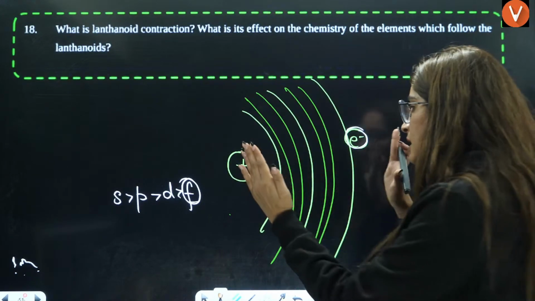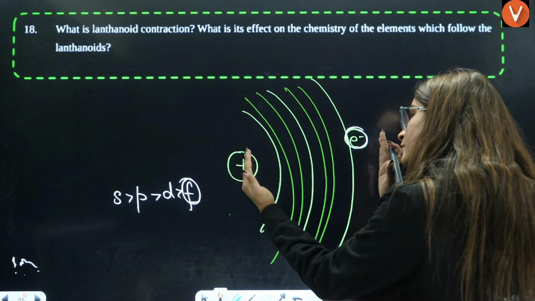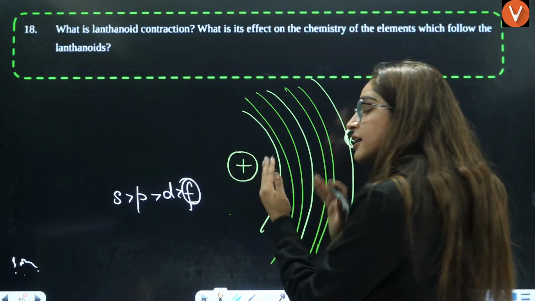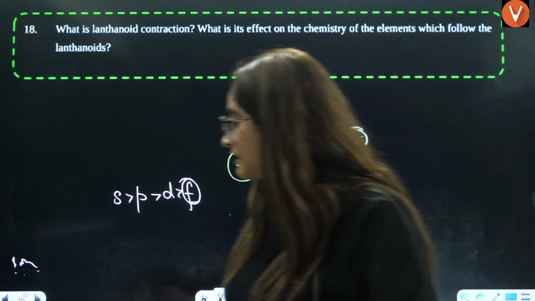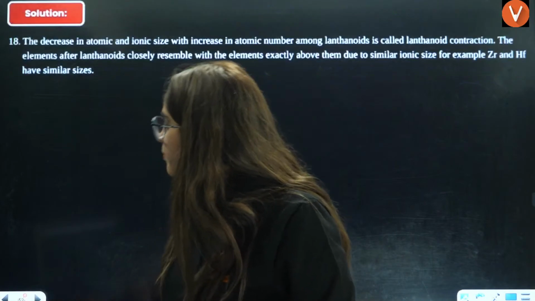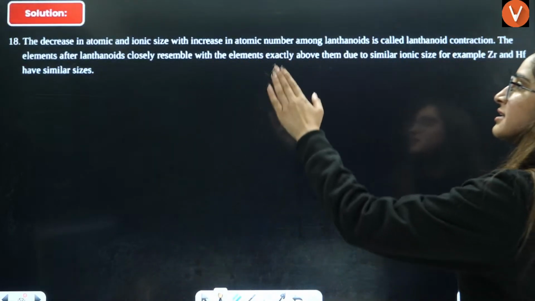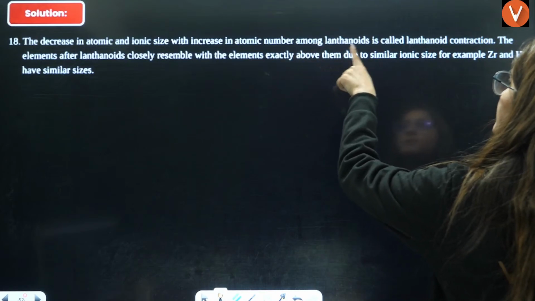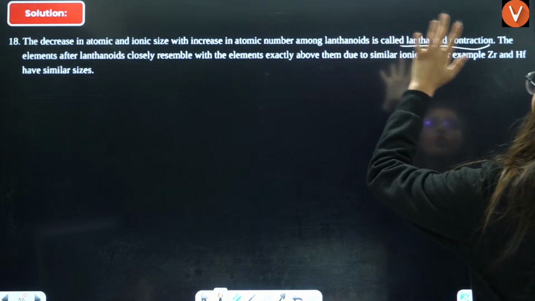That is the reason electrons will be attracted, and the atoms will shrink. That is called contraction. That is called lanthanoid contraction, and it has so many consequences. The decrease in the atomic radii with increase in atomic number along the lanthanoids is called lanthanoid contraction.